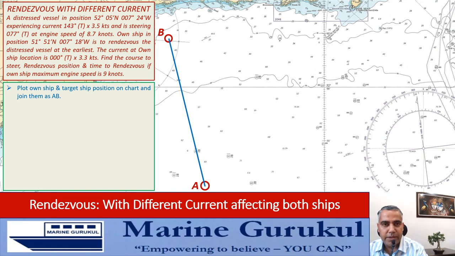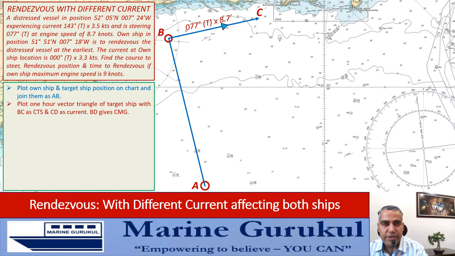Now at the target ship location, that is point Bravo, we plot 1 hour vector triangle of the target ship. Let's first plot the CTS, which appears on the screen. Let's name the point where the CTS vector ends as C Charlie.